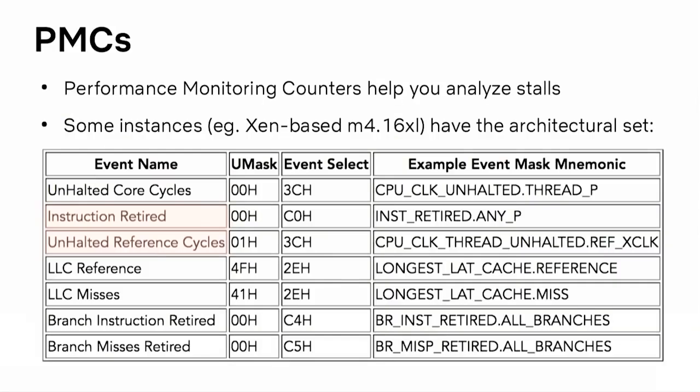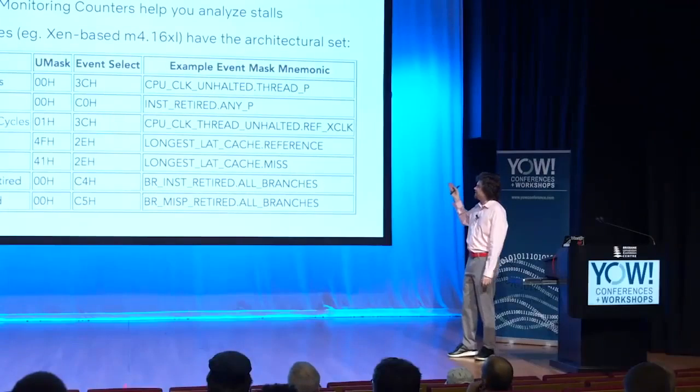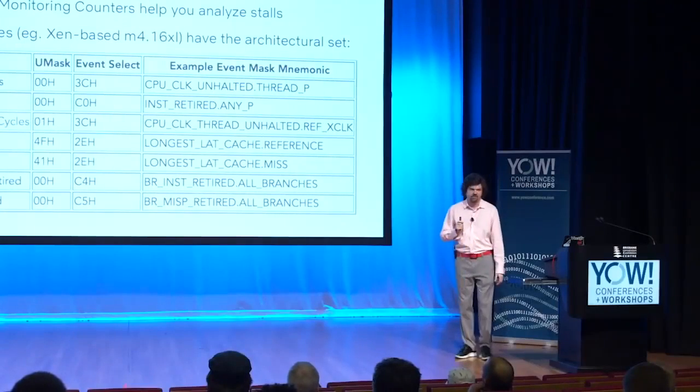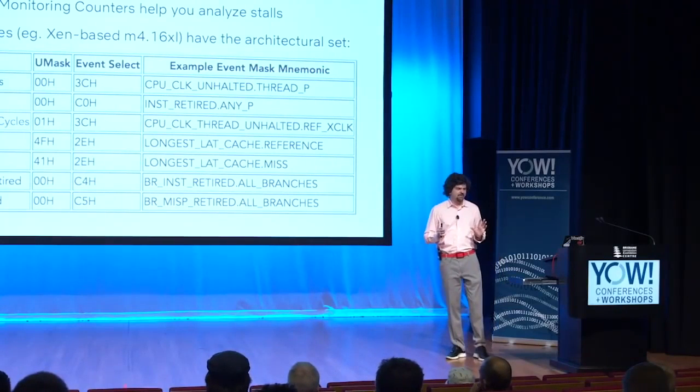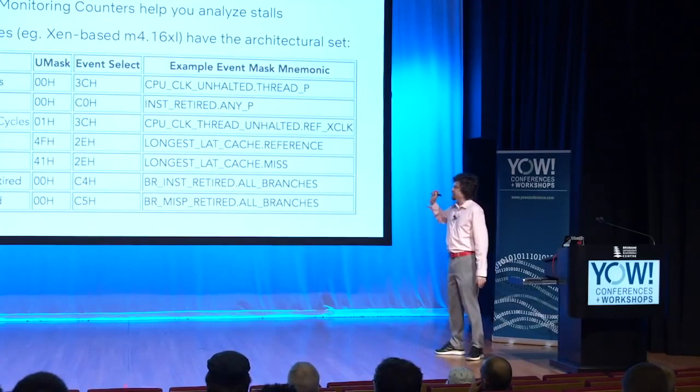To debug this, when I started at Netflix, there was no way to debug this because we didn't have performance monitoring counters on the cloud, and that's what you need to get information out. Recently, Amazon have been turning them on. And so for the Xen hypervisor, for the very large instances, you get the architectural set, which is great. There are hundreds and hundreds and hundreds of PMCs. This is just 7 that they've turned on for those instance types.